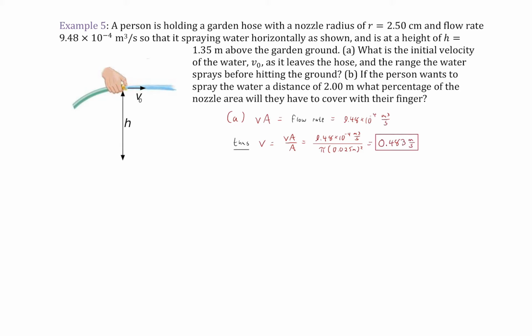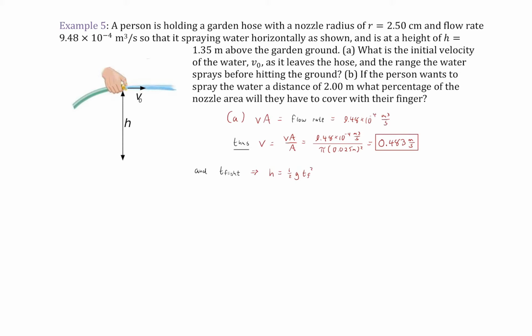Okay, so then the velocity is 0.483 meters per second, or 48.3 centimeters per second. So see how I did that? Flow rate divided by area gives me velocity. Okay? Hopefully it makes sense. And then this part is totally review.